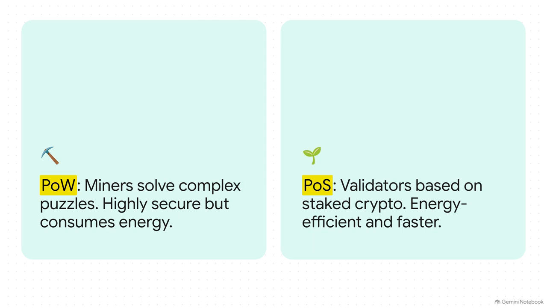On the flip side, proof of stake, which Ethereum 2.0 transitioned to, is a much more modern alternative. Instead of burning energy trying to solve puzzles, validators are chosen based on the amount of cryptocurrency they are actually willing to stake or lock up as collateral. If they approve bad transactions, they lose their money. Simple as that. It's faster, it's incredibly energy efficient, and it achieves the exact same goal of decentralized trust.